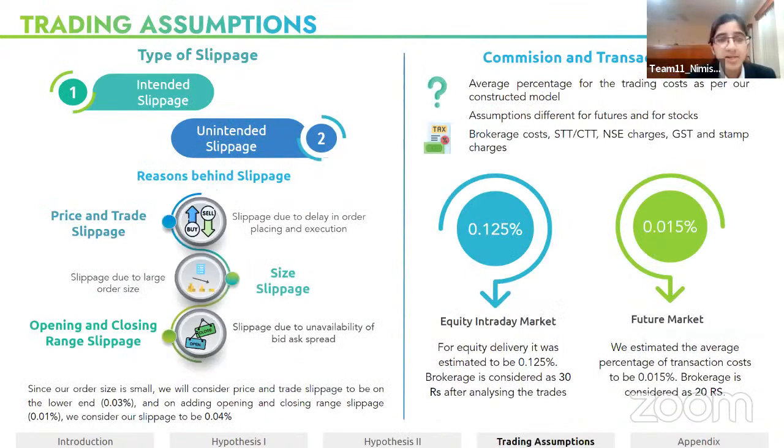Our trading assumptions are as displayed on the screen. Since our order size is small, we will consider price and trade slippage to be on the lower end, that is 0.03%, and proxying for bid-ask spread, we add 0.01%. Thus, we consider our net slippage to be 0.04%. We have considered a transaction cost of 0.125% and 0.015% for equity and futures contracts, respectively.